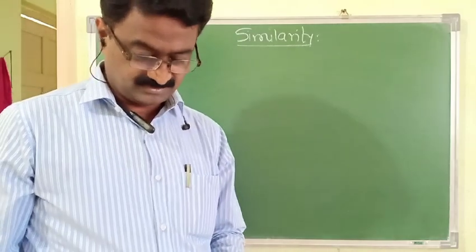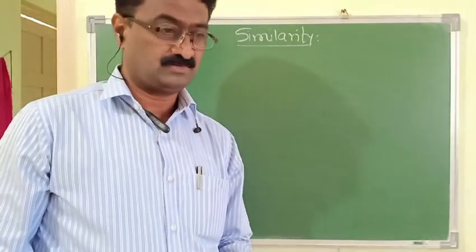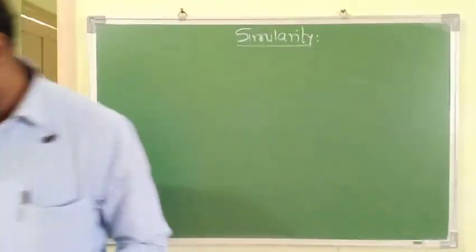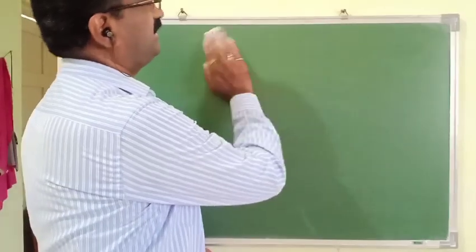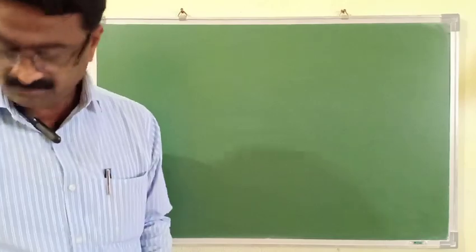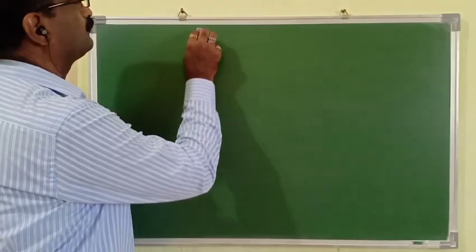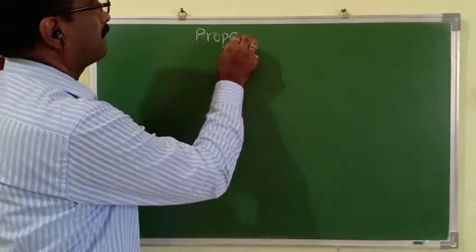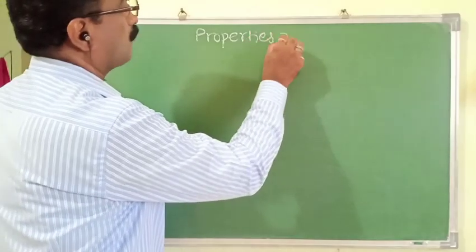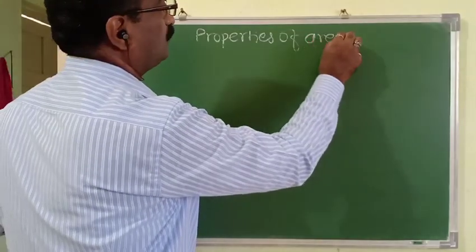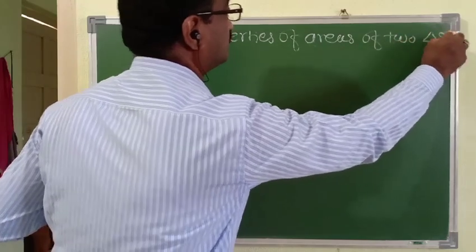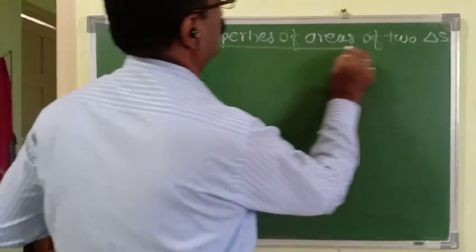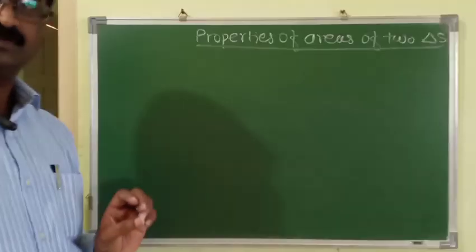So in this chapter, the first unit, or the first subunit of the chapter, is properties of areas of two triangles. That is the first point of this chapter.